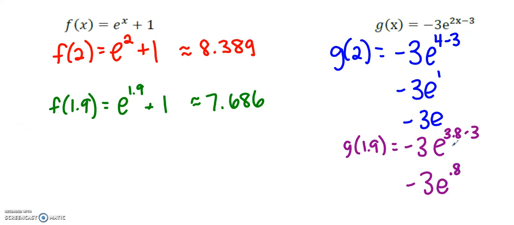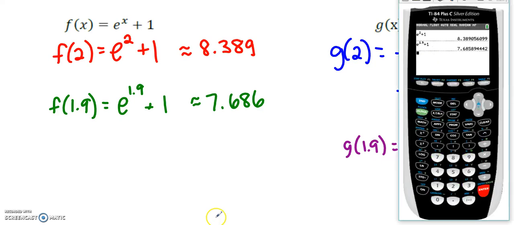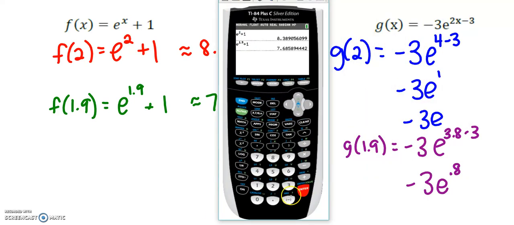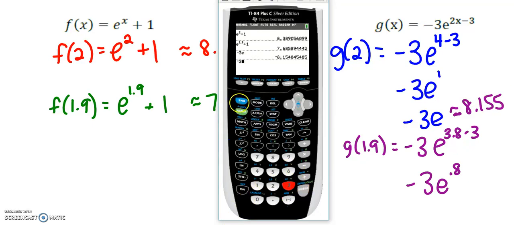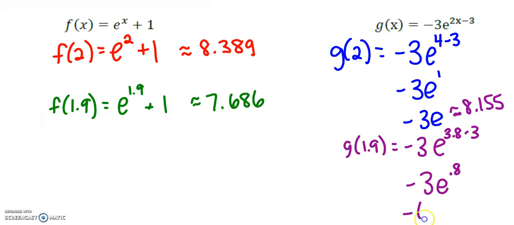And again, I could use my calculator and get some decimal approximations. Negative 3, and here's the other place that e exists, above the division sign. That's if you just want good old e without the exponent on it. So we're going to get negative 8.155. And then I can also do negative 3e, this time I want to raise it to the 0.8, and I get negative 6.677.